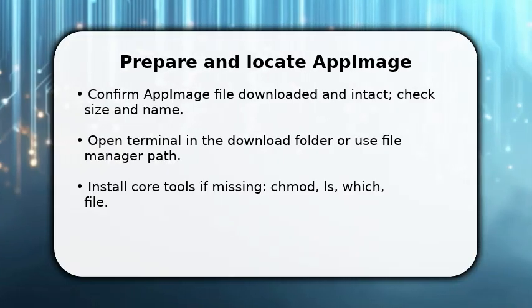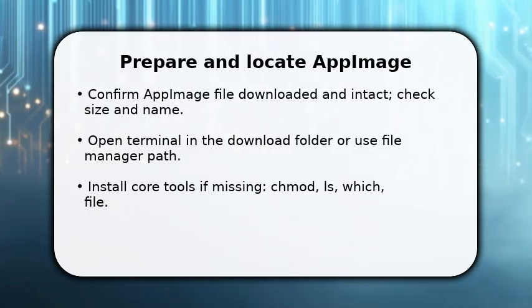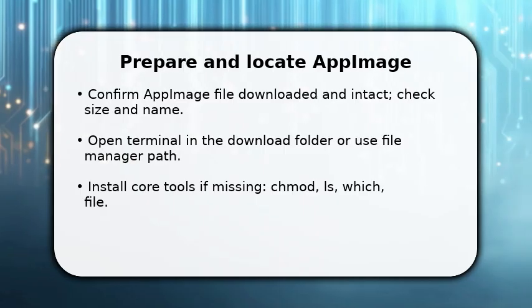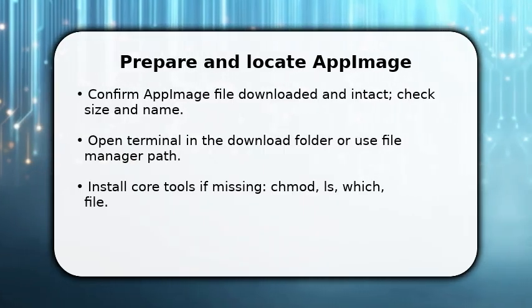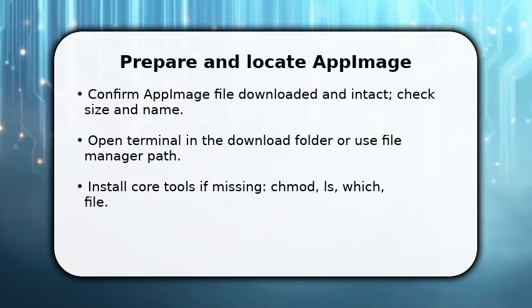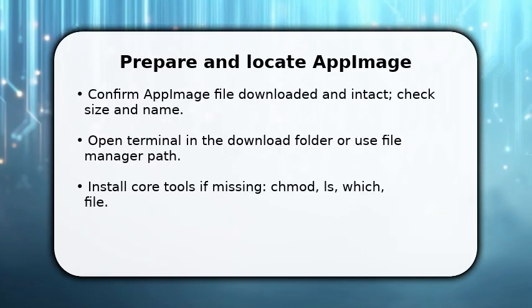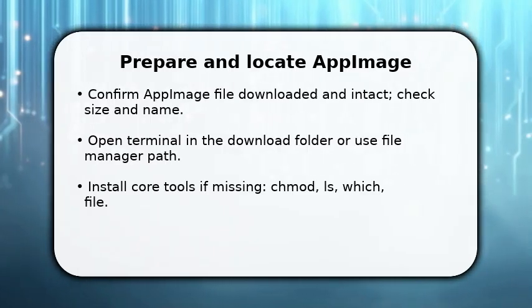You start by confirming the AppImage is complete and in the folder you will work from. Use the terminal to list files and verify size so you avoid a truncated download. File reports help. Once done, make sure basic utilities exist: chmod to change permissions, file to inspect type, and which to find commands.